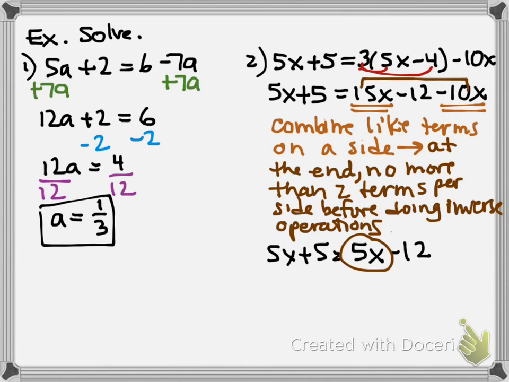I want to get my variables to the left. So what math am I going to do to both sides? Nico. Add 12. That's dealing with constants. I want to deal with variables first. So how do I get the variables together? How do I get him to go that way? What's the inverse of a 5x?